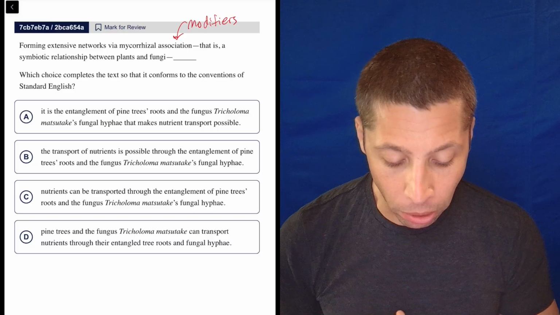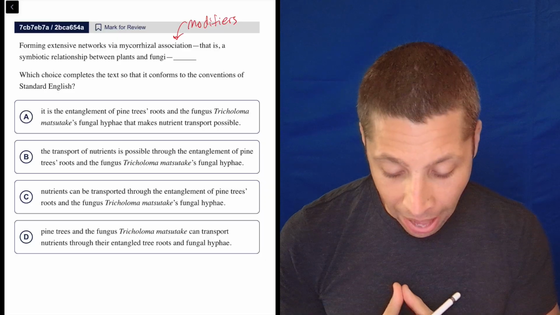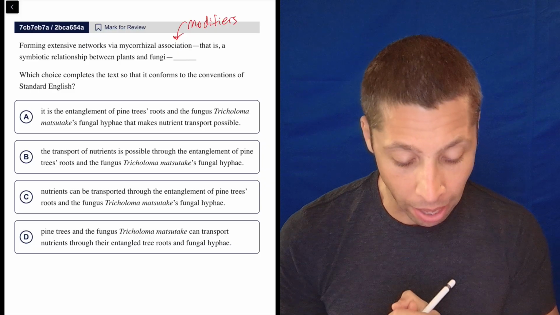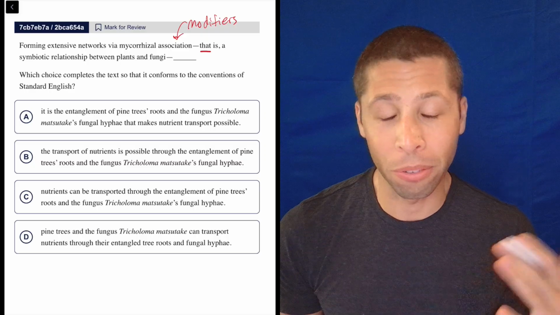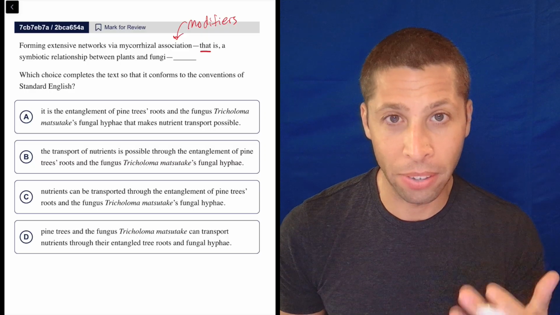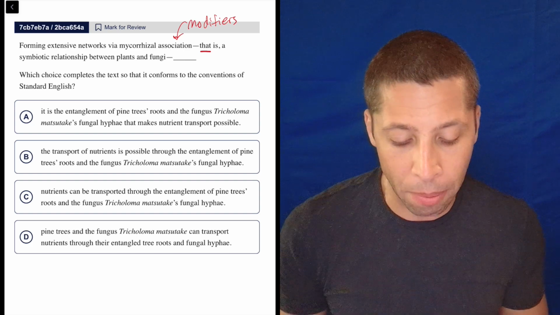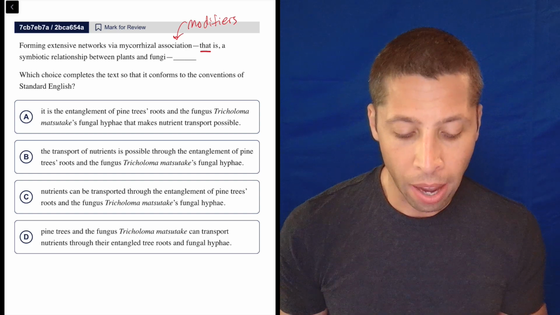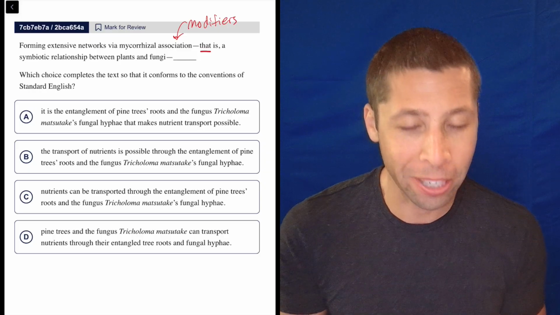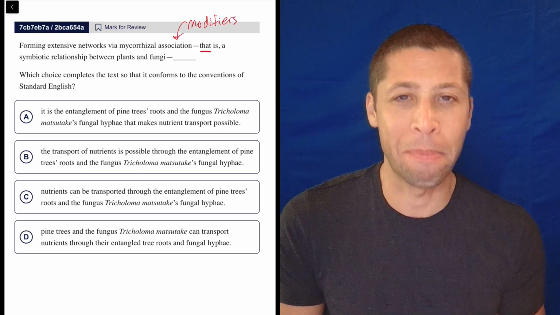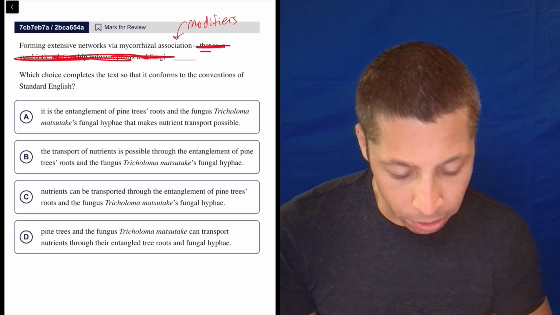Forming extensive networks via mycorrhizal association, that is a symbiotic relationship between plants and fungi. Yeah, okay. This, that is, first of all, is an important transition phrase you should know. It basically means like specifically, or in other words. It's giving you the same thing. It's describing what that is. So I don't need the definition of the mycorrhizal association. I should really learn how to pronounce that word. It comes up in like, I don't know, a half a dozen passages. Anyway, get rid of all this. It all doesn't matter. It's just getting in the way to distract me.